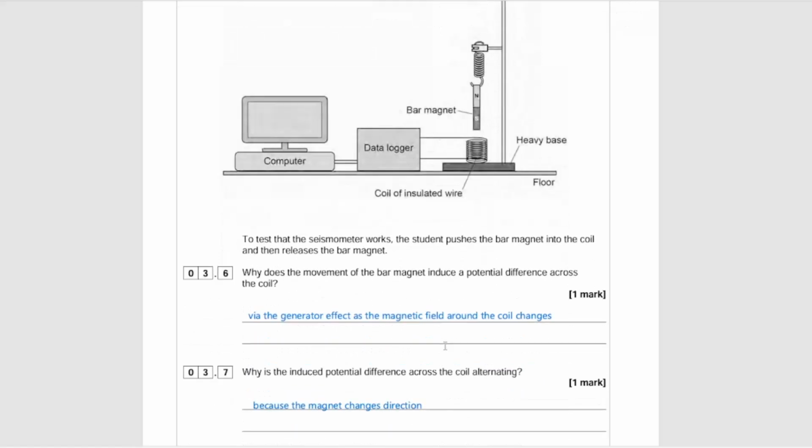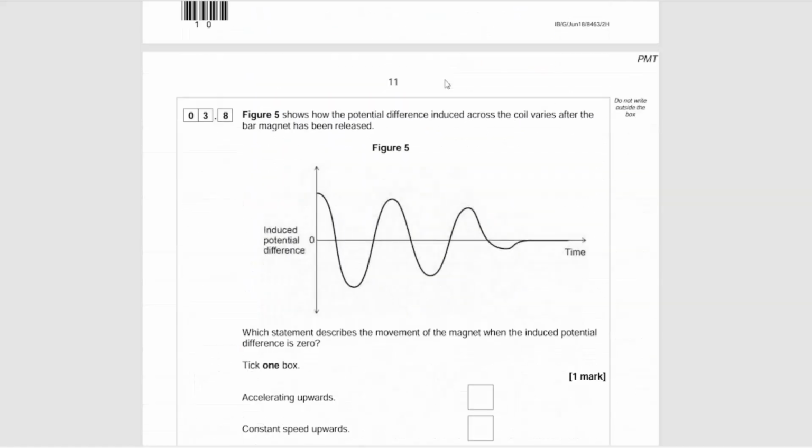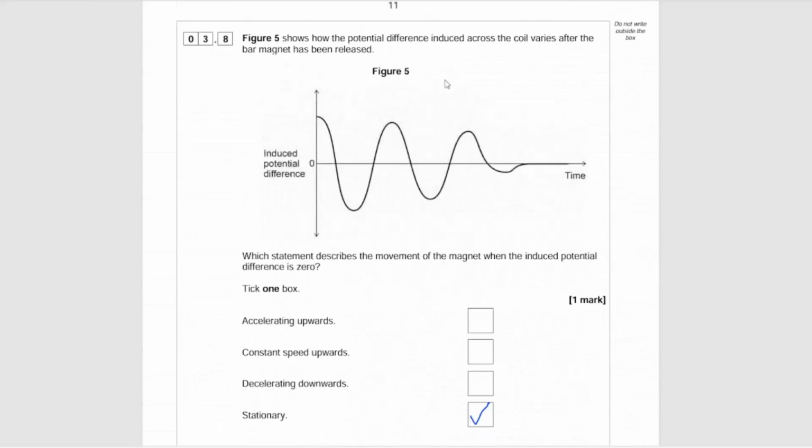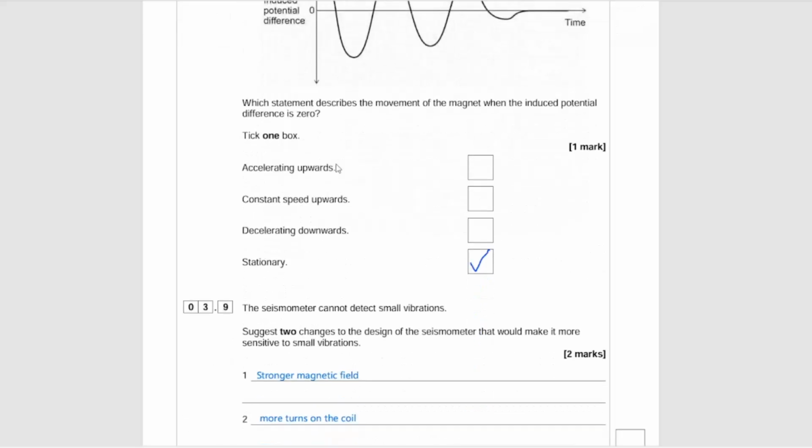And then for 3.7, why is this induced potential difference alternating? That's because the magnet changes direction. Let's say for example it goes down, which causes a positive potential difference, and then it goes up, which causes a negative potential difference. And then for 3.8, figure 5 shows how the potential difference induced across the coil varies after the bar magnet has been released. And we're asked what statement describes the movement of the magnet when the induced potential difference is 0. And when it's 0, it's stationary, and this is because the magnet moving is what causes a potential difference, so when it's not moving, there would be no induced potential difference.